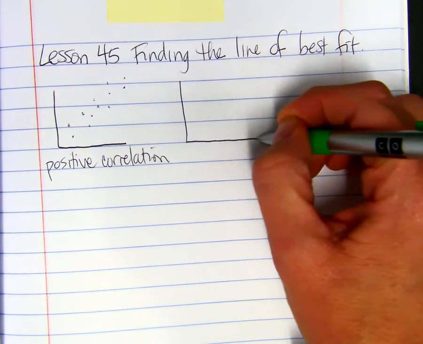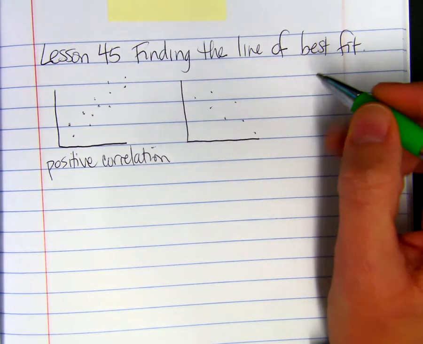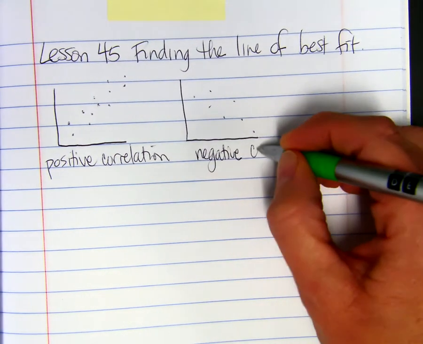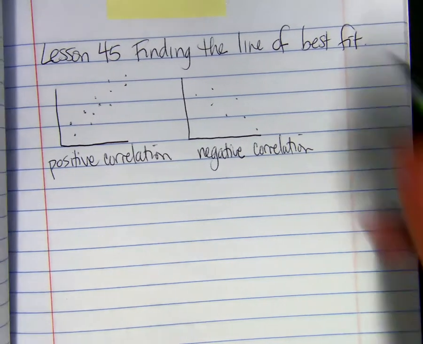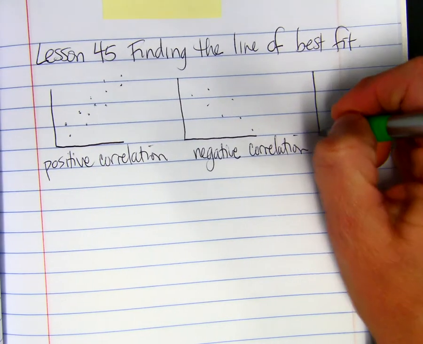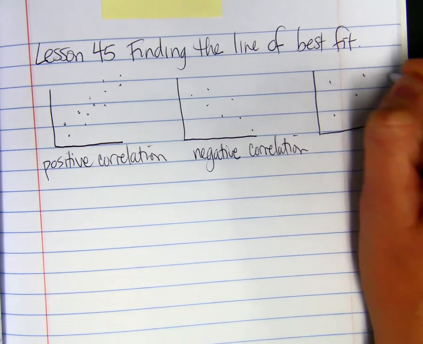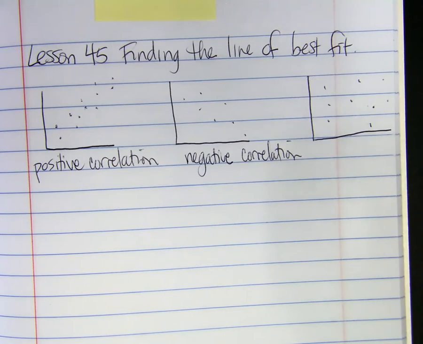If you graph your data points and they're headed downhill from left to right, then that would be considered a negative correlation. And if you have a scatter plot and there's really no pattern, this would be considered no correlation.